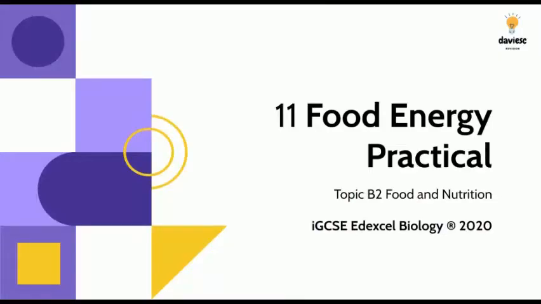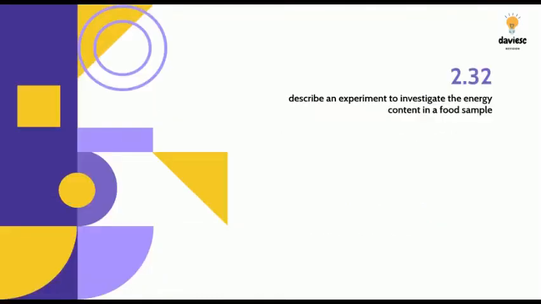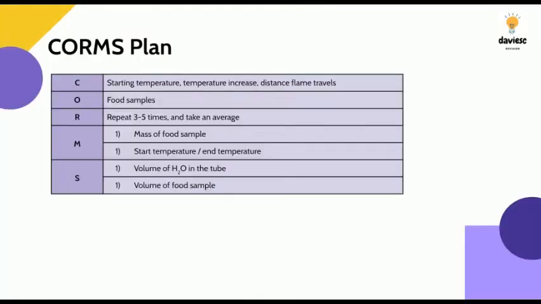So the food energy practical is a very big element of food and nutrition. You need to describe this experiment in detail to be able to investigate the energy content in any food sample. So the first thing you want to do, when considering an investigation, is the CORMS plan. This is a fundamental aspect when you're going to write an exam question which asks you to describe the experiment.